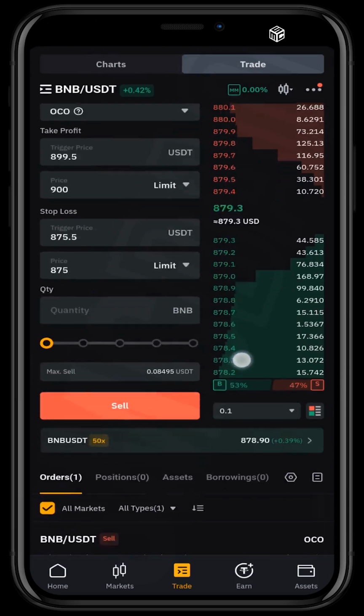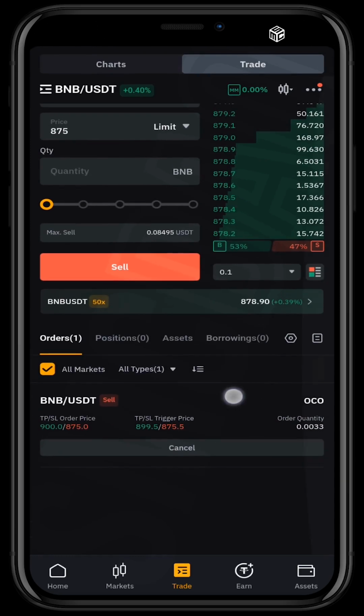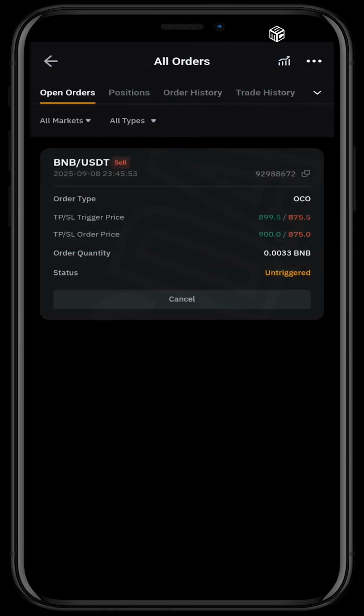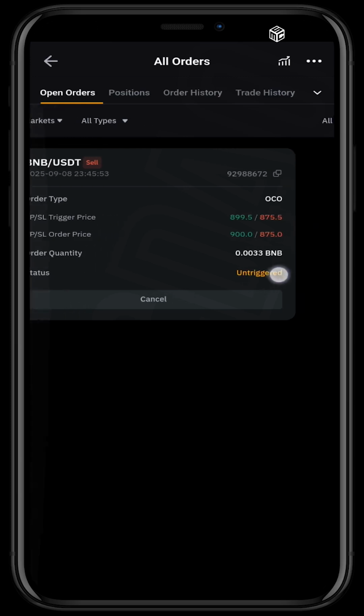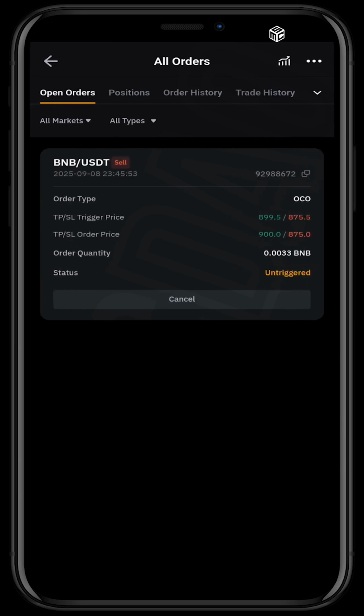Alright, so our order has been created, and guys, here is our order. Open, and then you can find our take profit and our stop loss with their respective trigger prices. And of course you can see the status is untriggered, meaning that none of these orders have been triggered yet. Alright guys, so that's basically how to set OCO orders on a centralized exchange.